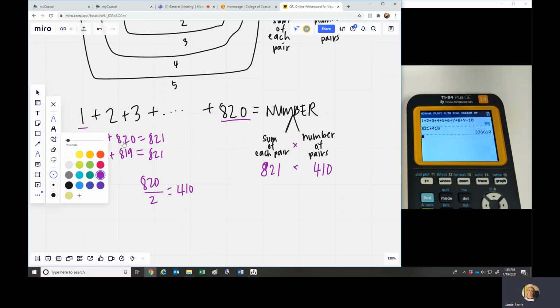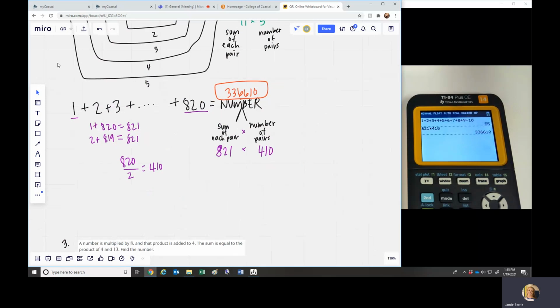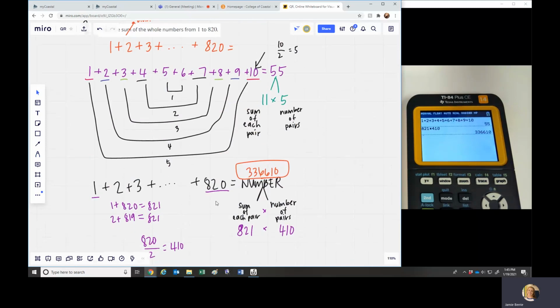All right, let's write it in red. 33, 66, 10. There we go. And this will work for any problem that looks like this, where you are finding the sum of the whole numbers. Your answer will change based on whatever your last number is here.